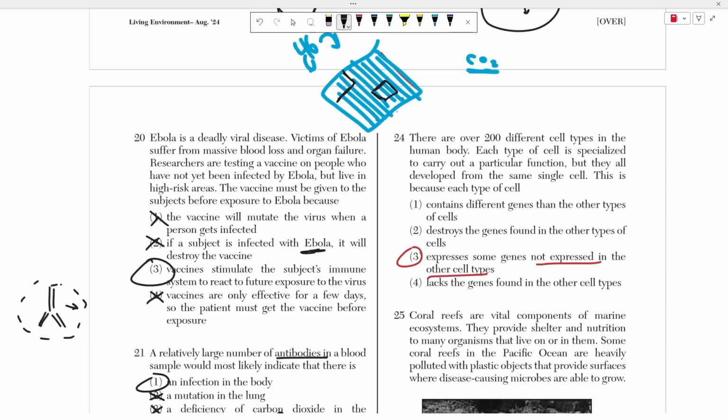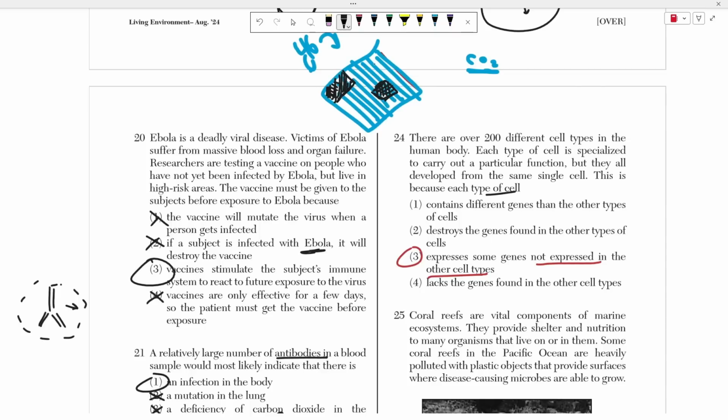So the reason why we have so many different cell types is because each type of cell expresses some genes that are not expressed in other types of cells. So if these are all of the lung cell genes, then the lung cells are going to read only this part of your genetic information, the part that codes for the lung cells, and the liver cells are only going to read this part of the blueprint or this part of the DNA because that's the part that codes for them.